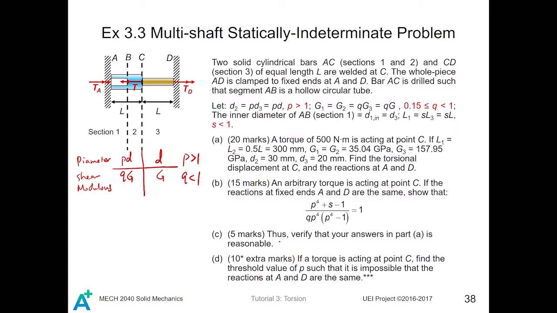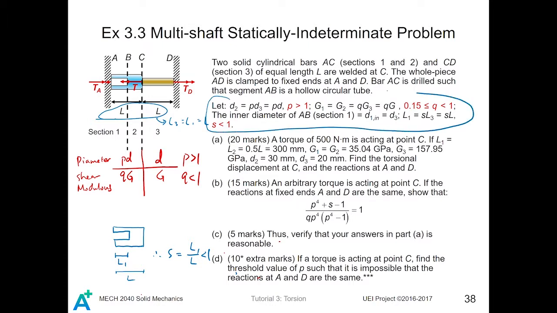Besides, we also define the ratio between the drilled length of the blue bar and the entire length. So consider this blue bar, it is drilled in the middle. We call the length of the drilled segment L1, and we know that L3 equals L1 equals L. That is, the length of the entire blue bar is L. So S equals L1 divided by L, less than 1. Those dimensionless quantities will be used in part B of this problem.